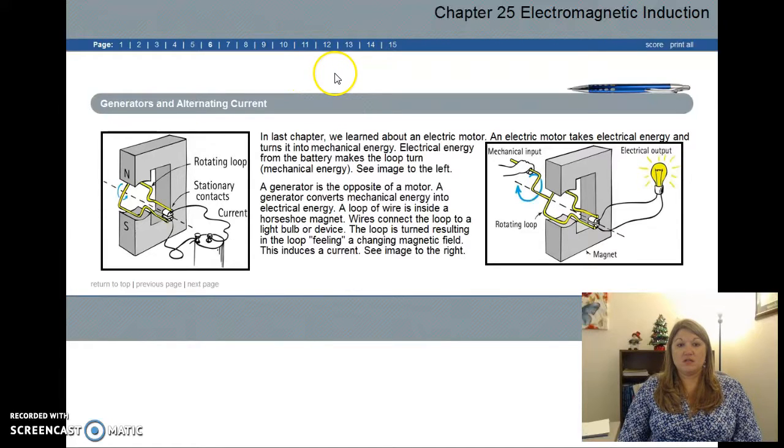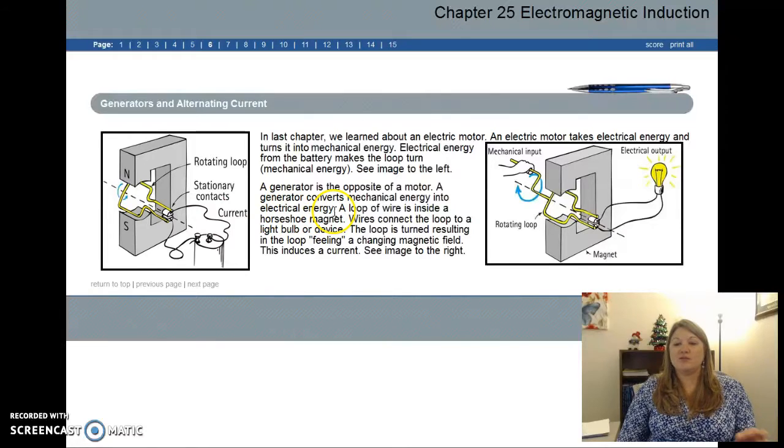Generators, right? Now, last chapter we talked about an electric motor, and that is the picture here on the left. An electric motor takes chemical energy out of the battery and that feeds into the loop, and then the loop turns in the magnetic field.